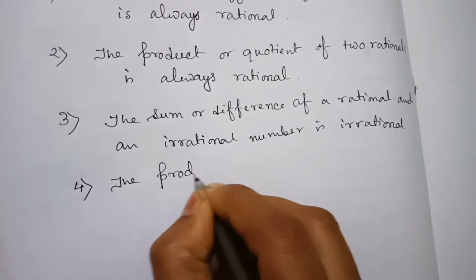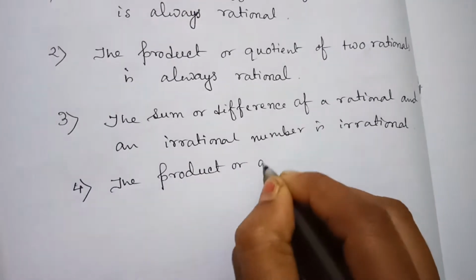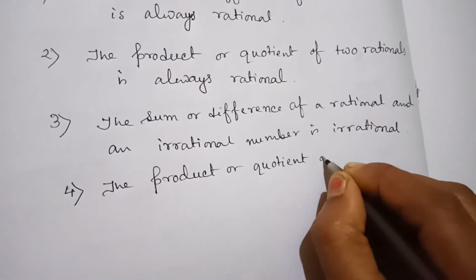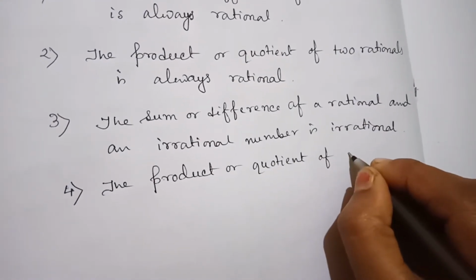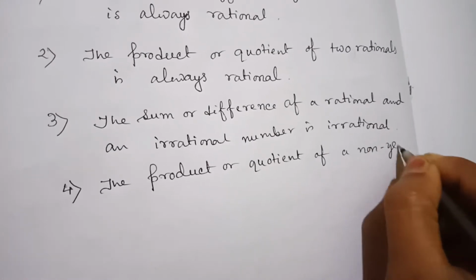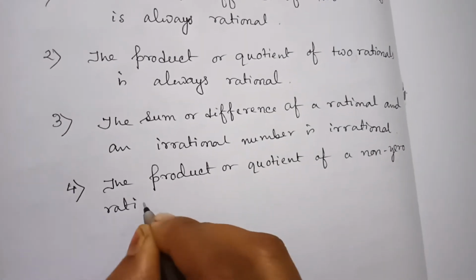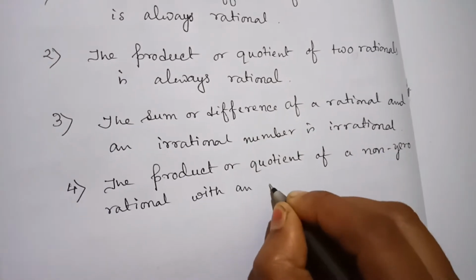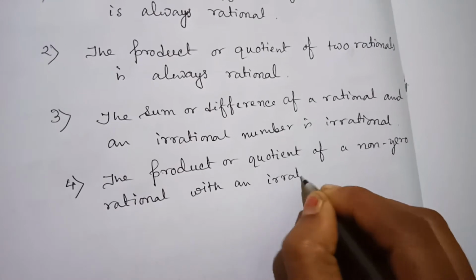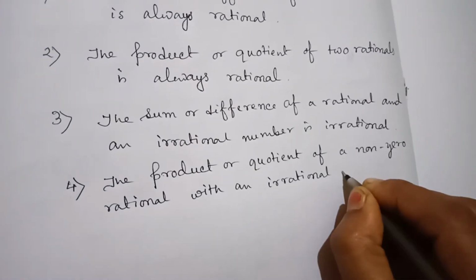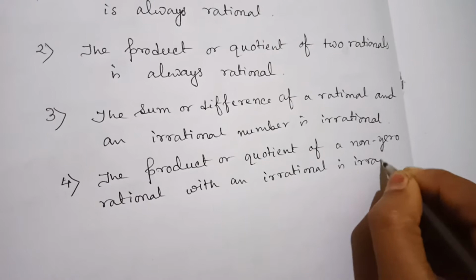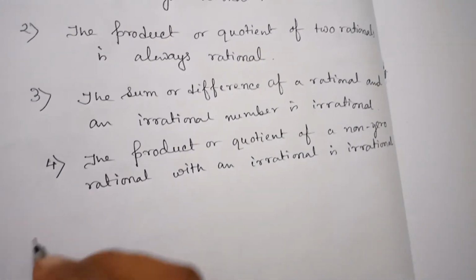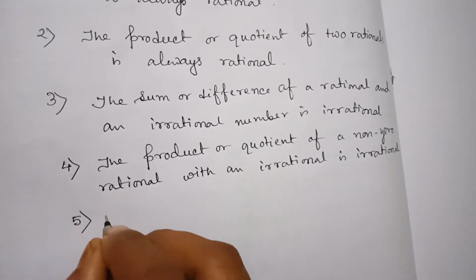Number 4, the product or quotient of a non-zero rational with an irrational is irrational. Okay.